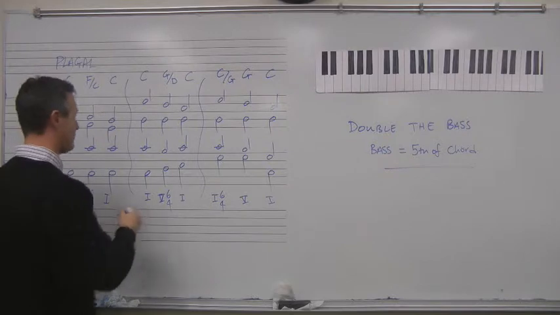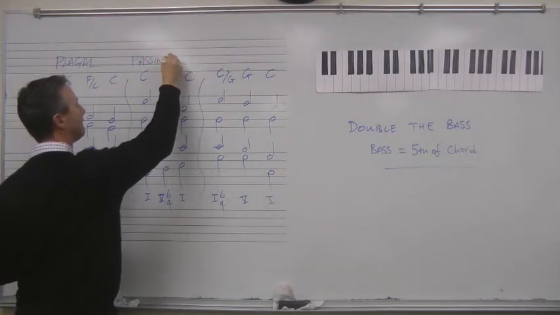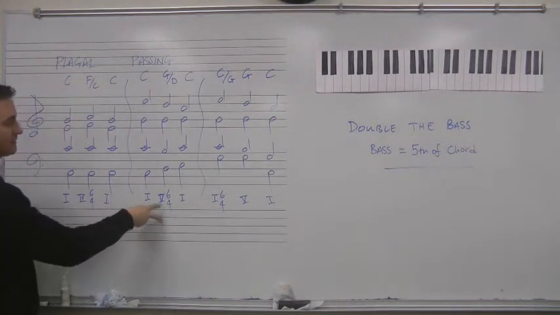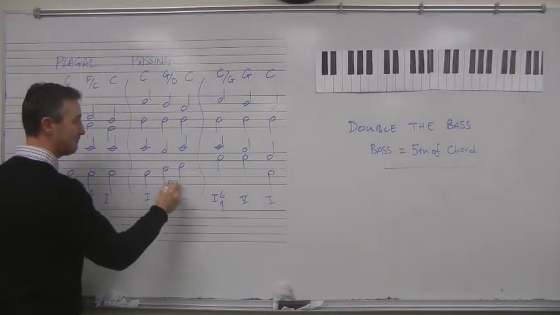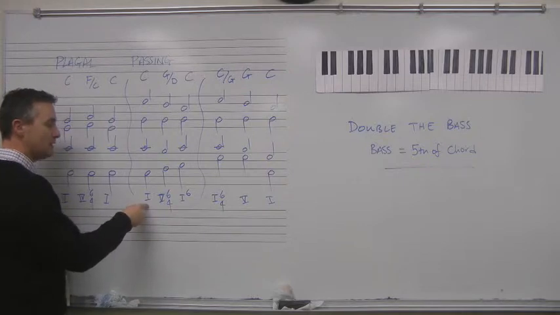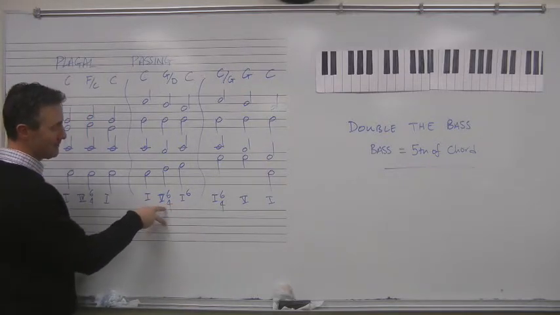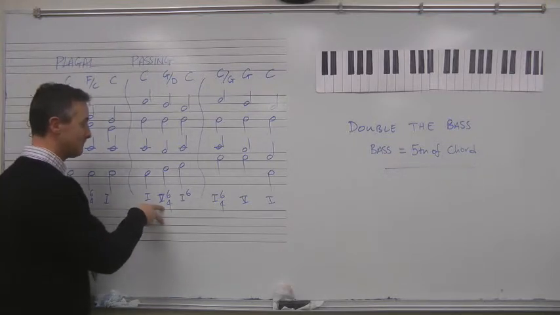The second type is called the passing 6/4. Now the passing 6/4 is where you have a 6/4 between a root position chord and a first inversion chord. So here we have a 1 root position and a 1 first inversion, and we put a 6/4 chord, a second inversion chord, in the middle.